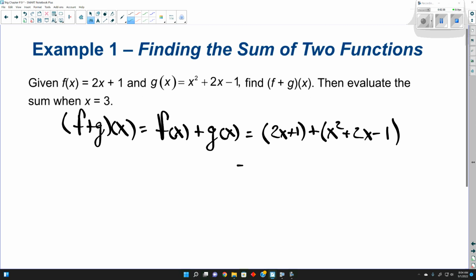Now we're really just going to combine like terms, because there's no negatives, no subtractions. We don't have to worry about changing any of the signs. So we can just combine like terms. Well, we only have 1x squared. But we do have 2x and 2x, which gives us plus 4x. And 1 plus negative 1 is 0. So f plus g of x is the function x squared plus 4x. And that's what we get. Questions on this here?